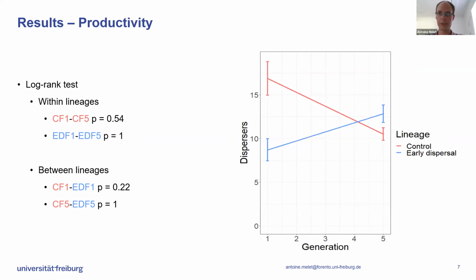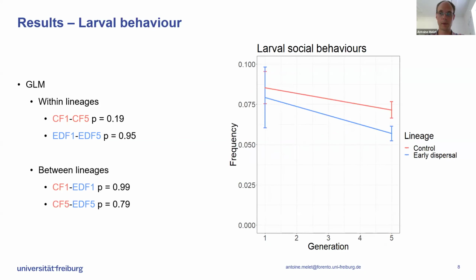The number of dispersing females per nest was different in the first generation, not significantly different, but there is a trend for converging of this productivity. And also the behaviors varied. So the larvae never cooperate that much. They don't invest that much time and effort in cooperation, but still it was higher in the first generation than in the 5th.